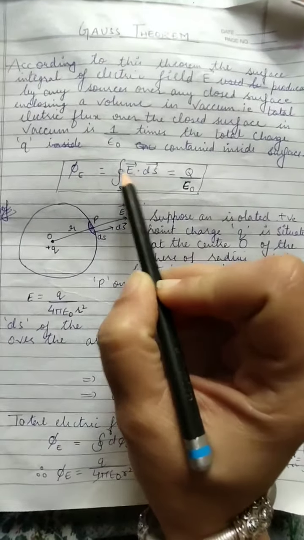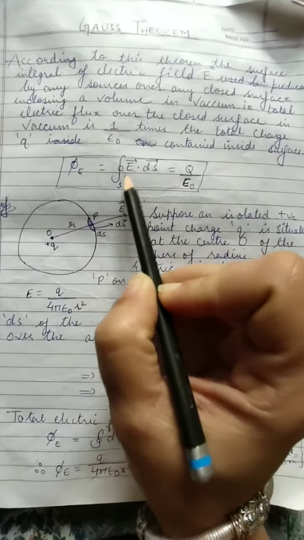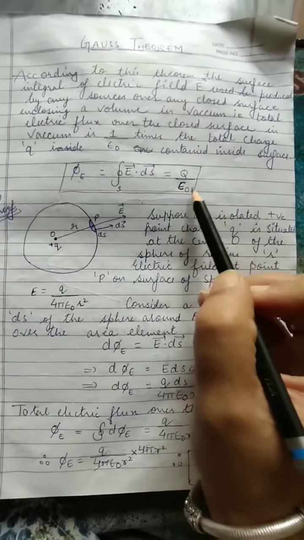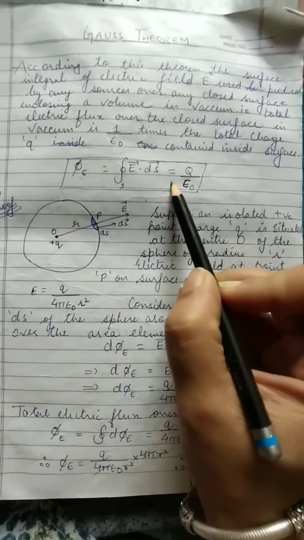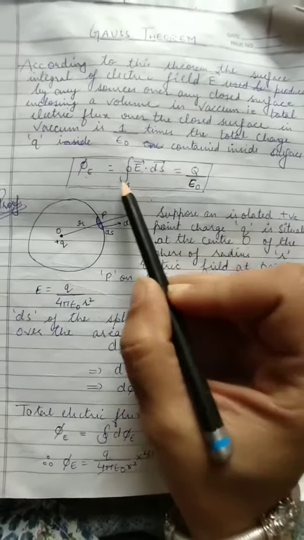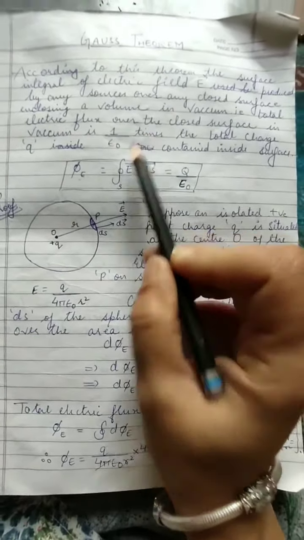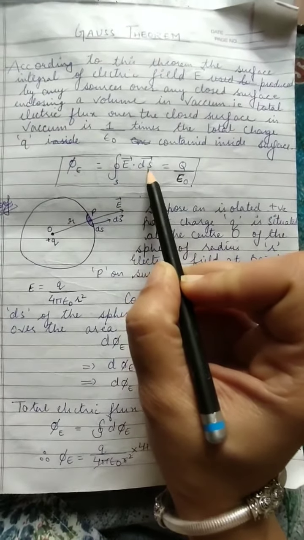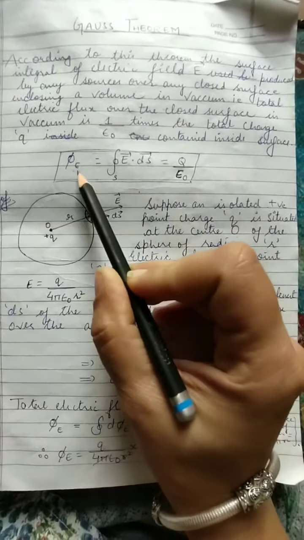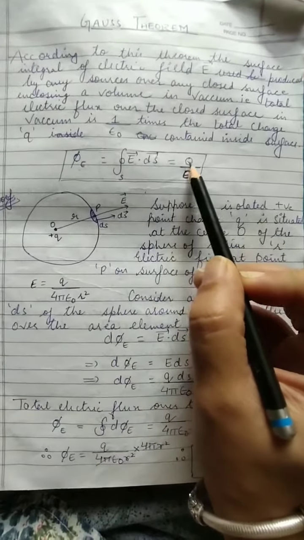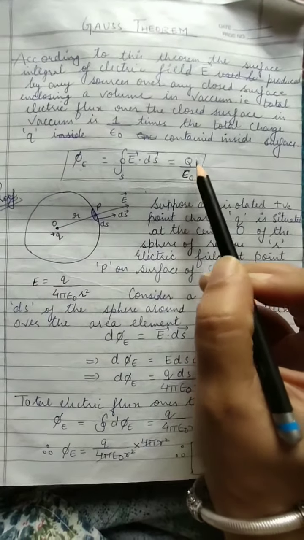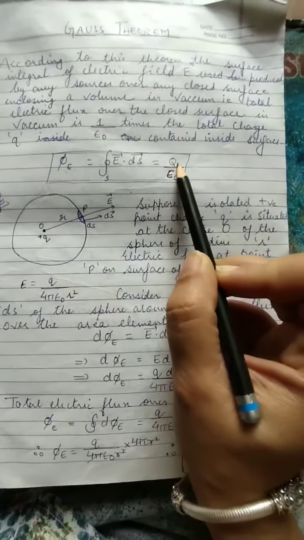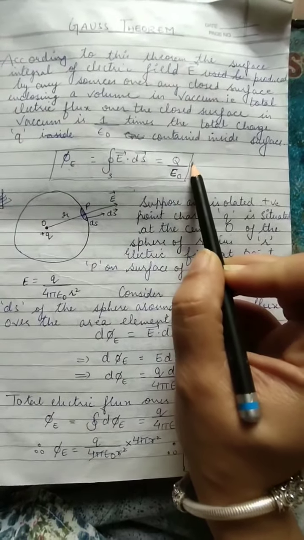We have already done the formula. The surface integral of E dot ds, that is the electric flux, is equal to Q upon epsilon naught. So the same formula can be written in the form of a definition. It means the surface integral of electric field passing through a particular area, that is the electric flux, is equal to 1 upon epsilon naught times the total charge contained inside the surface.